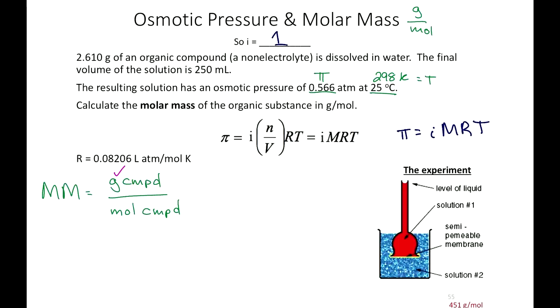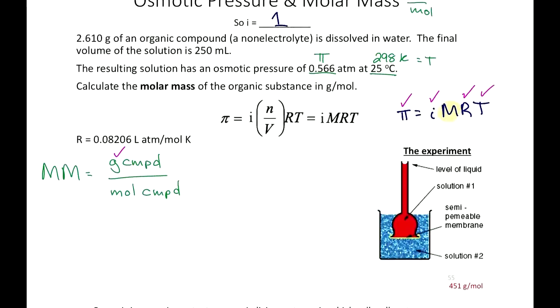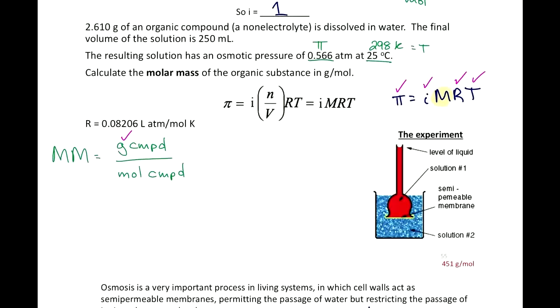Perfect. So if we look at our osmotic pressure equation, we can see what we have and what we don't have and what we can calculate. So we are given pi, osmotic pressure. We just figured out what i is. R is a constant, we have temperature. So you can see we have everything we need to calculate molarity. So let's just plug everything in, get molarity. So molarity equals pi over i times R times T.